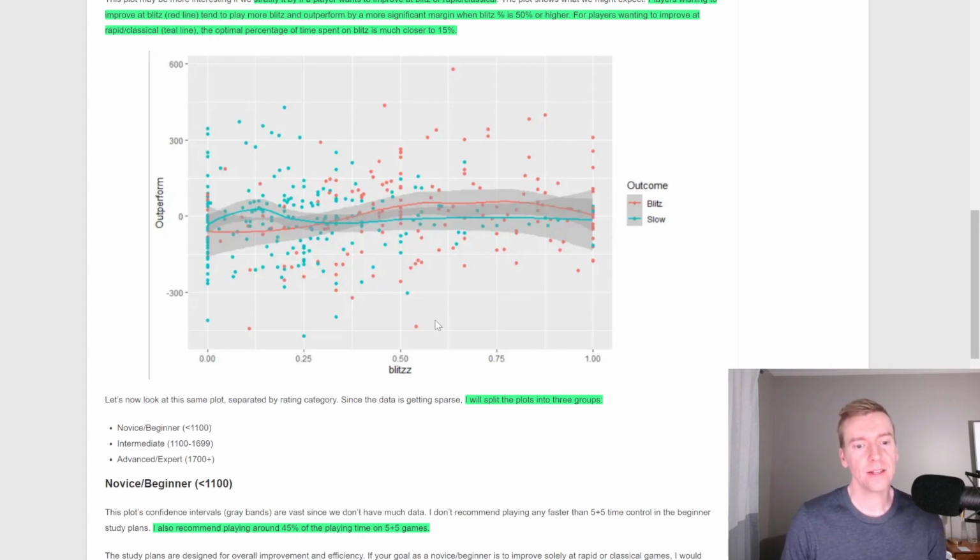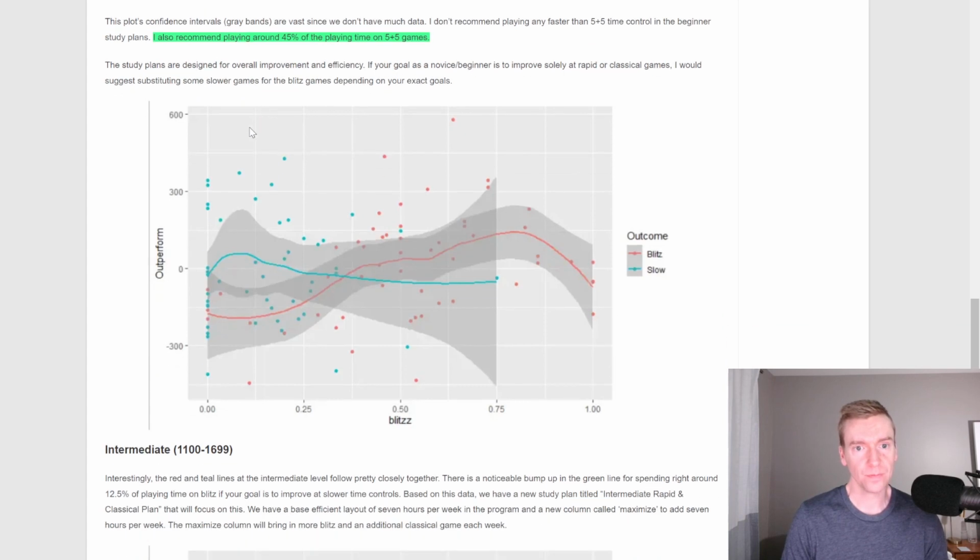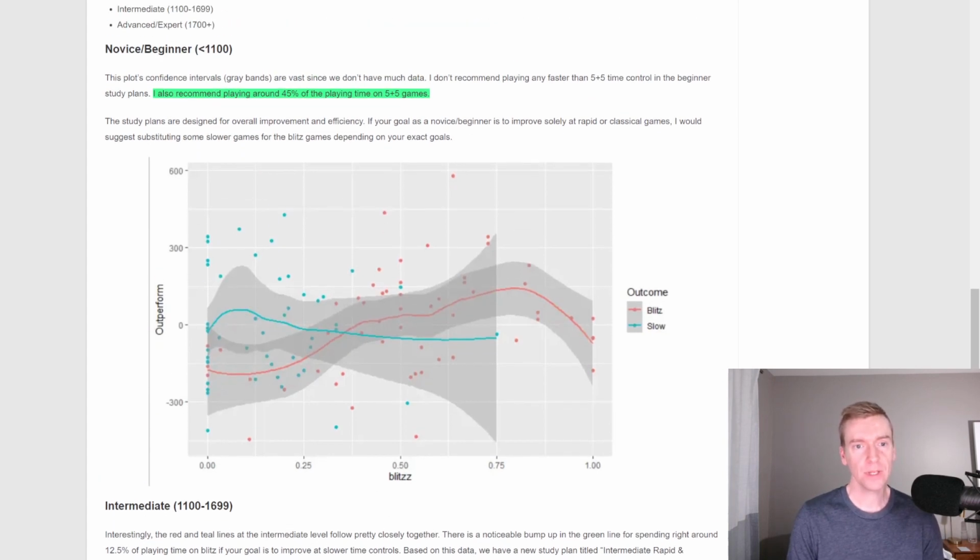So now let's look at the data split up by rating level. And I have three categories here. We're going to look at novice and beginners, less than 1100, intermediates, 1100 to 1700, and advanced expert is 1700 plus. So for novice and beginner players, I recommend playing about 45% of the time on 5+5 games specifically.